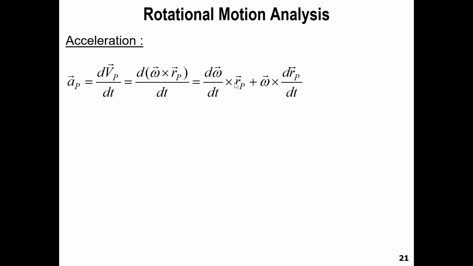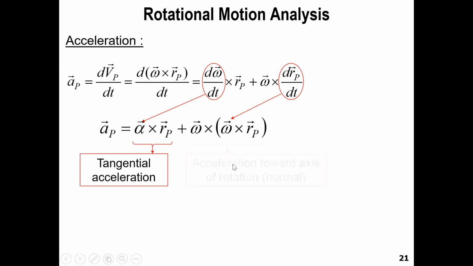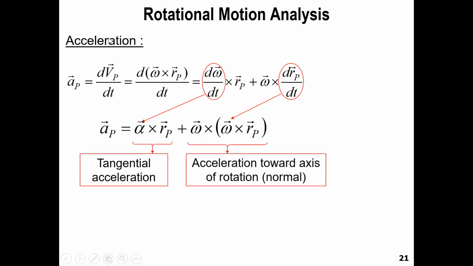So this is practically the same thing. You get the cross product in the derivative, separate them. This becomes alpha cross RP, this becomes omega cross omega cross RP. Technically, this is your tangential acceleration. This is your normal acceleration.